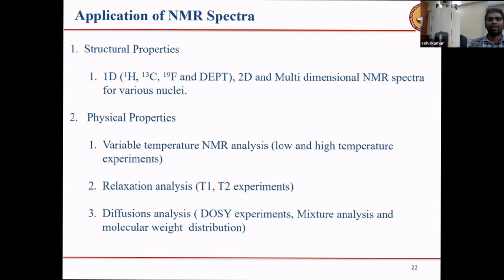Next, I'm moving on to the applications of NMR spectroscopy. Through NMR, we can find out the structural properties of compound molecules using 1D and 2D multidimensional NMR spectroscopy. Additionally, we can find out the physical properties. For that, we can do variable temperature NMR spectroscopy, relaxation studies, T1 and T2 experiments, and diffusion studies. Through these diffusion studies, we can get the NMR chromatogram, find the molecular weight distribution and the molecular size, and all this information we can get through DOSY experiments.